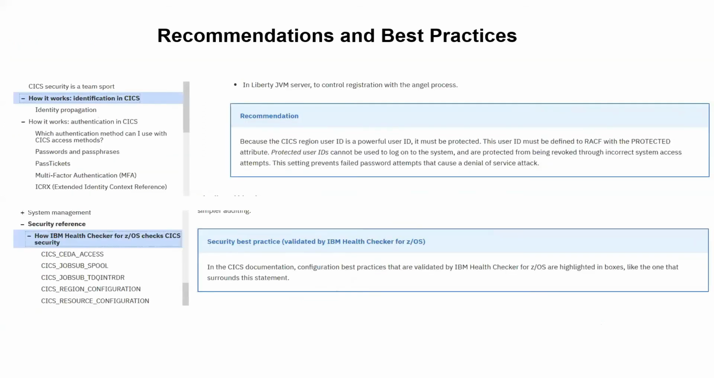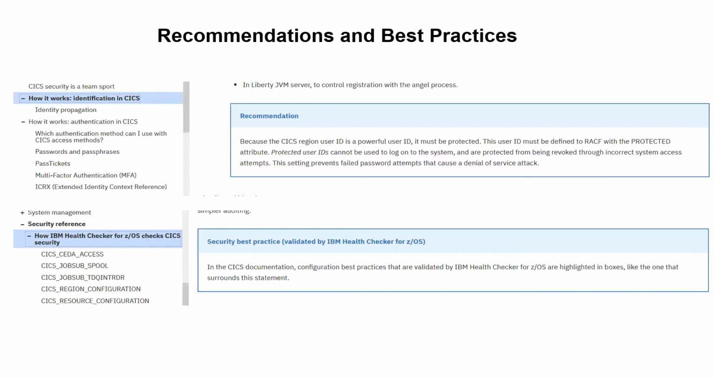The other part of the change that we're making to the documentation is recommendations and best practice. IBM in the past has veered away from putting recommendations and best practice in documentation, but we realize this is not really the right thing to do. We want to try and give you the best advice, but we're now being really explicit on what we mean by a recommendation and a best practice.